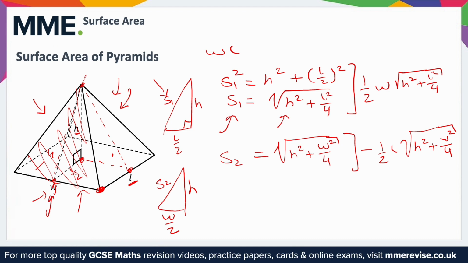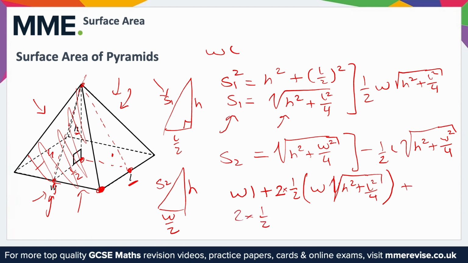We're going to have WL, that was the area of the base, plus two lots of a half W times the square root of h squared plus L squared over 4. Make sure the square root covers the whole thing. Plus 2 times a half L times the square root of h squared plus W squared over 4. A little bit tricky here. Again, make sure the square root covers the whole thing. And this will simplify down slightly because you're doing 2 times a half.